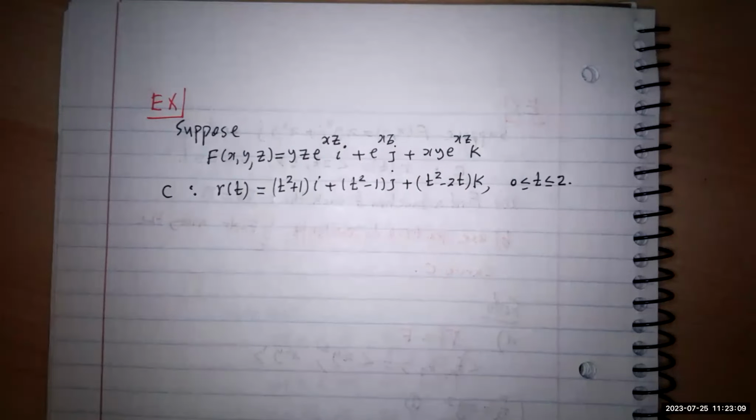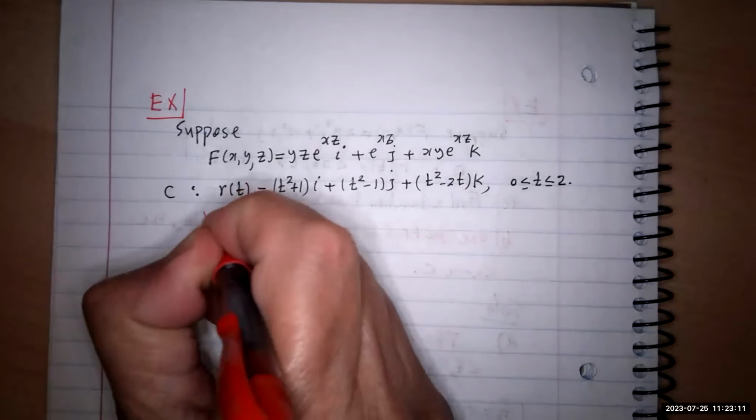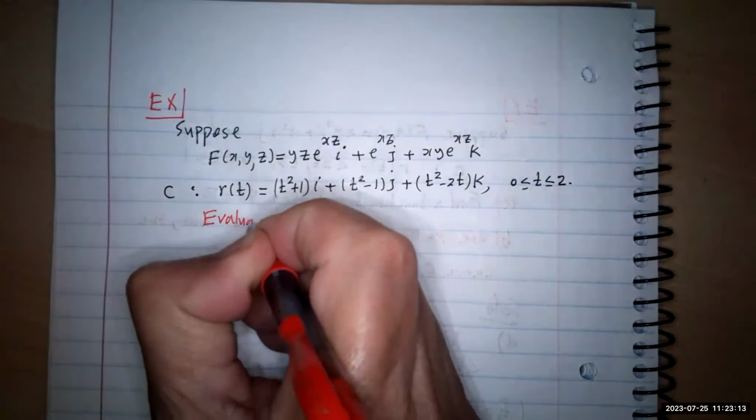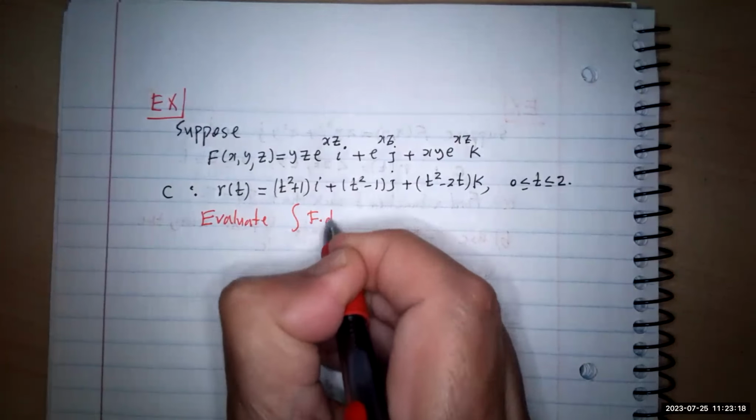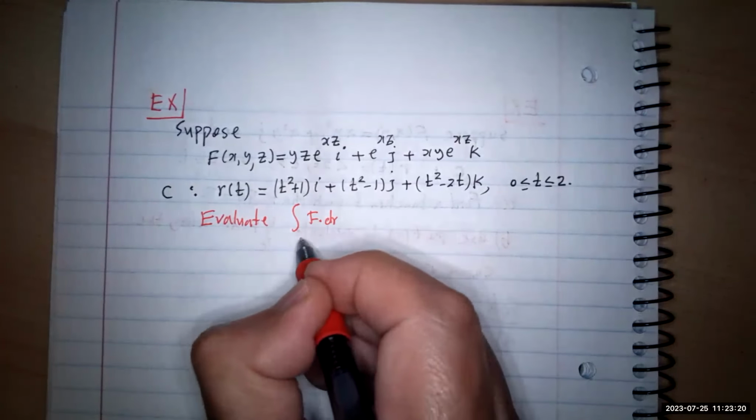So what's the question? The question is, you've been asked to evaluate this integral: the integral of F dot dr over C. That's it.